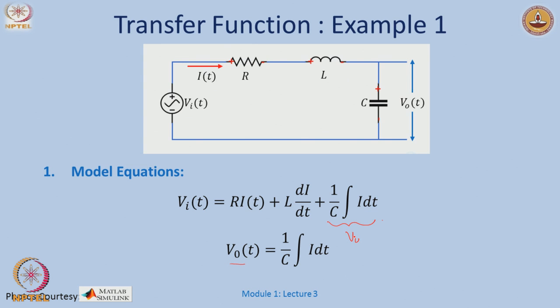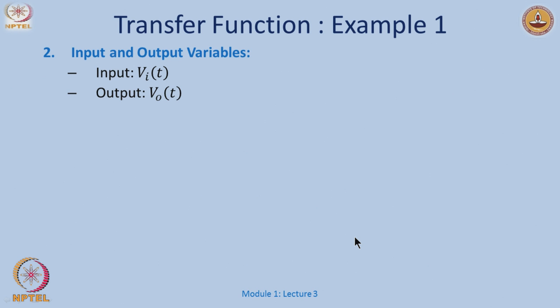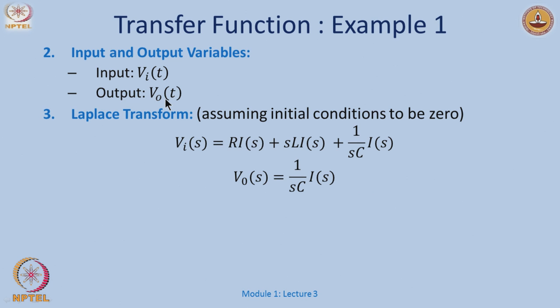Okay. Now, the first thing is to identify the input and output variables. Input is the voltage which I apply, and output I identify as the voltage across the capacitor. So, my equation, which was an integro-differential equation, if I just take the Laplace transform and use the appropriate properties, that a differentiation becomes, loosely speaking, a multiplication with s, integration becomes a division by s, I end up with an equation like this.